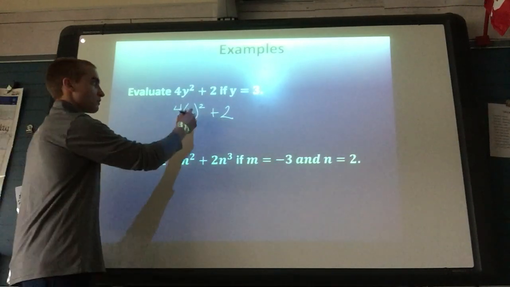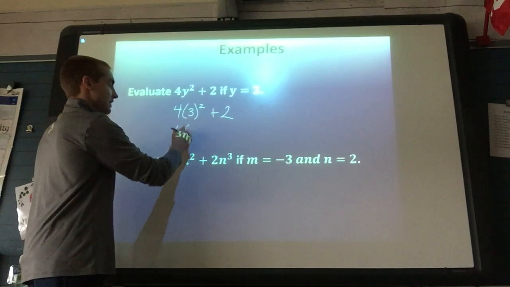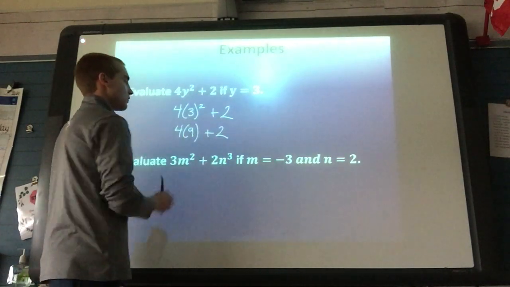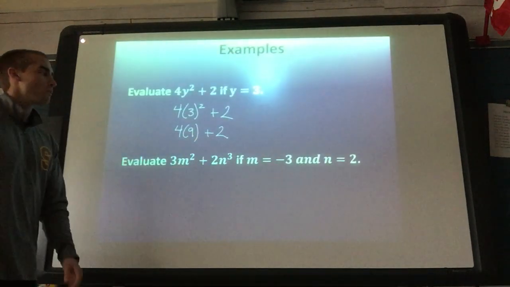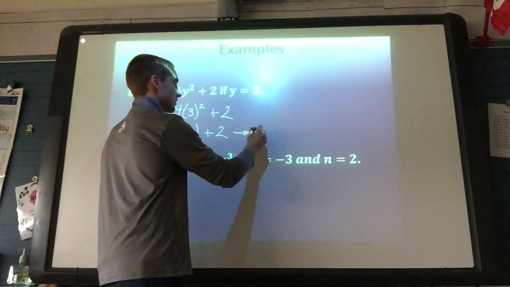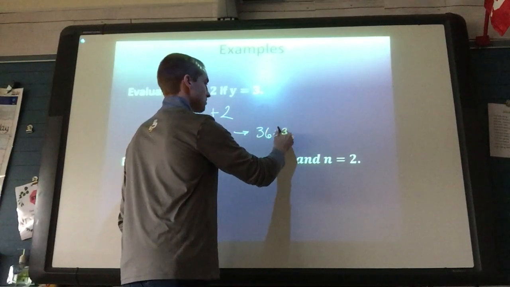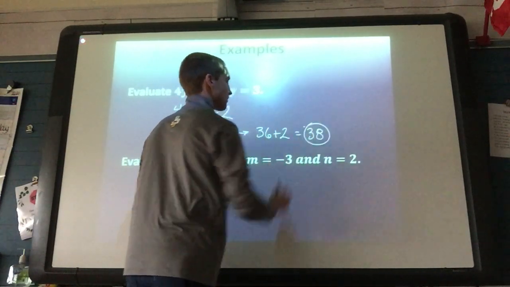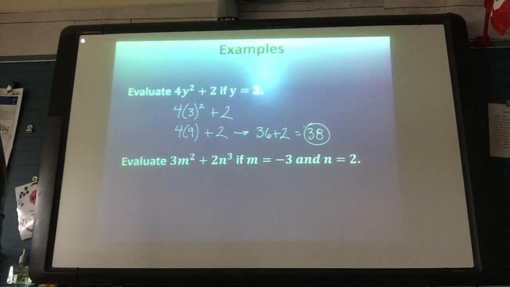So 3 squared, 3 times 3 is 9. So replace that 3 squared with 9. And then we do 4 times 9, which would be 36. So 36 plus 2, which gives us 38. 38 for our first one, okay?